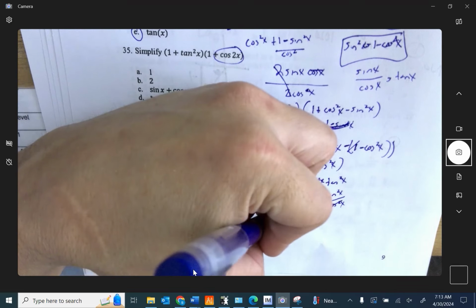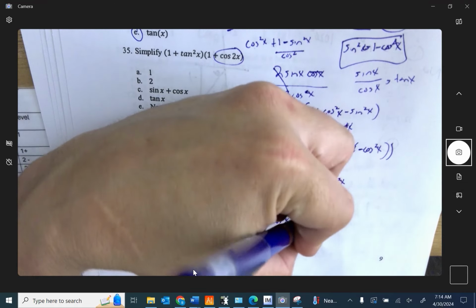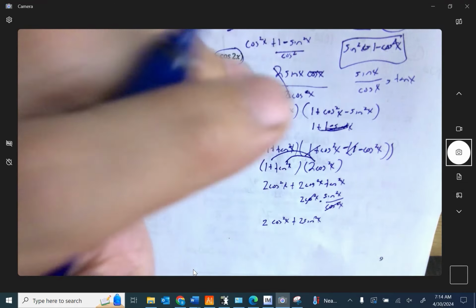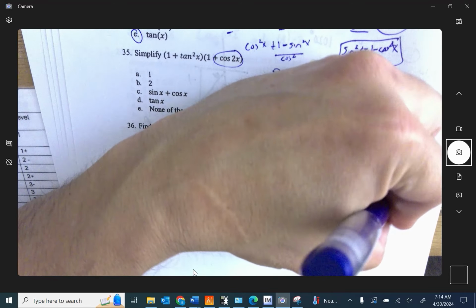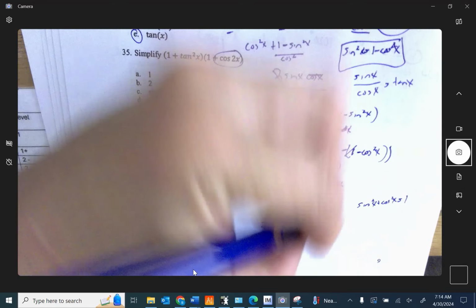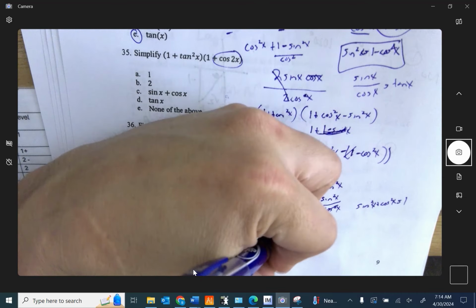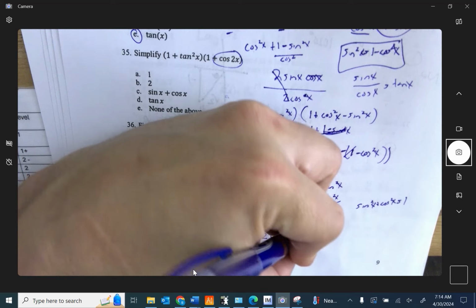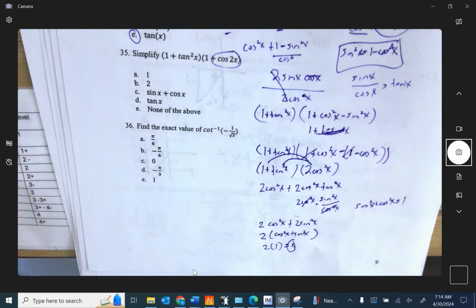Gone. And I now have 2 cosine squared of x plus 2 sine squared of x. And here's finally the solution. I know that sine squared of x plus cosine squared of x is 1. So I pull the 2, then I have cosine squared of x plus sine squared of x, and I have 2 times 1, which is 2.